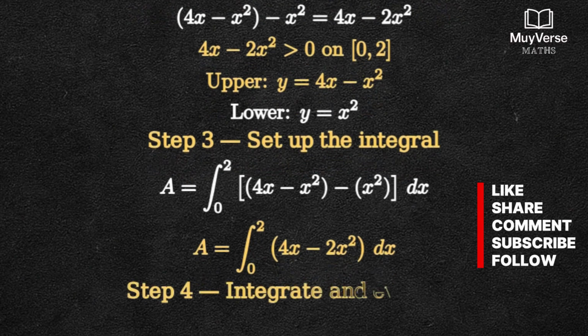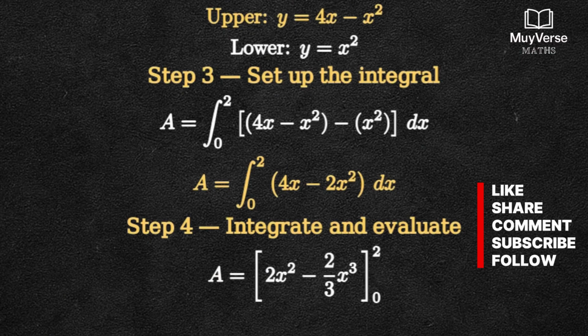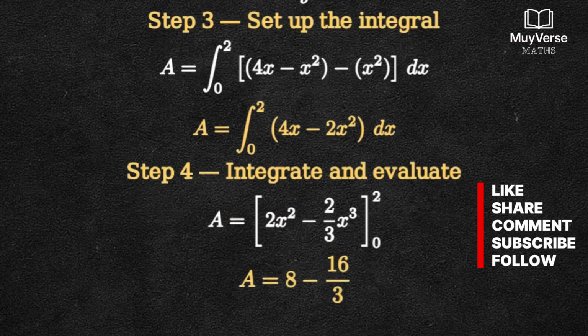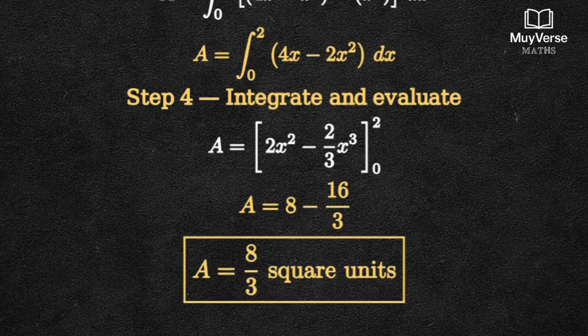Step 4. Integrate and evaluate. An antiderivative is 2x squared minus 2/3 x cubed. Evaluating from 0 to 2 gives 8 minus 16 over 3. Therefore, the area equals 8 over 3 square units.